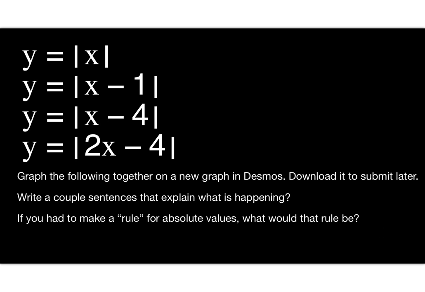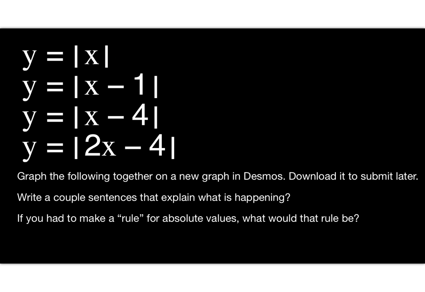So now what you're going to do, you're going to create a new graph in Desmos so that the previous ones are gone, so either erase the other ones or do a new one, and graph the following all together, all 4 of these on the same one. So this is the absolute value symbol. On a standard keyboard, it's usually right underneath the delete key, so it's shift and the slash key, but it gives you the vertical line for the absolute value.